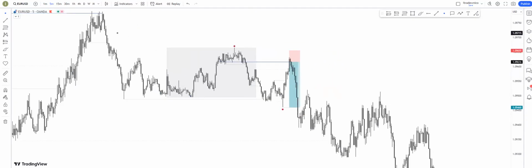So now let's clear up the chart a little bit. Just mark out the market structure right here. We have a break, price pulls back, breaks structure. That's our strong high right in place.